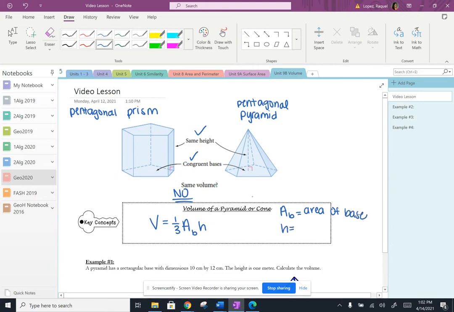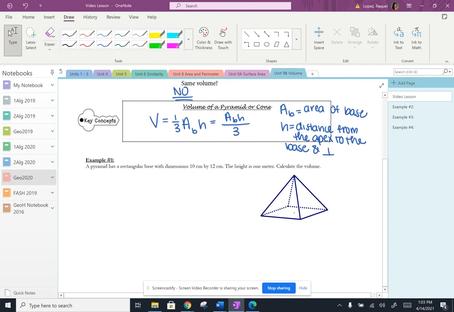And the height here is the distance from the apex to the base. And remember, those two things are perpendicular. Now, if you don't remember, the apex is just the top of the pyramid. That's what it's called, the apex. Another way to write this formula is area of the base times the height, all divided by 3. So let's do a practice problem.